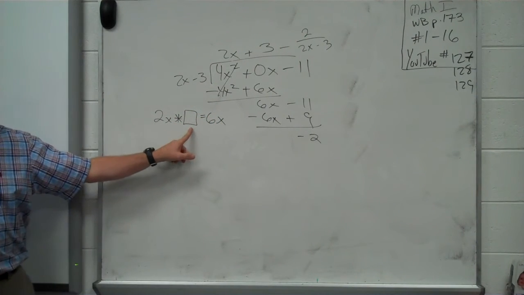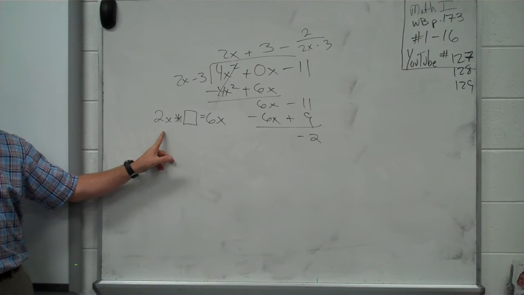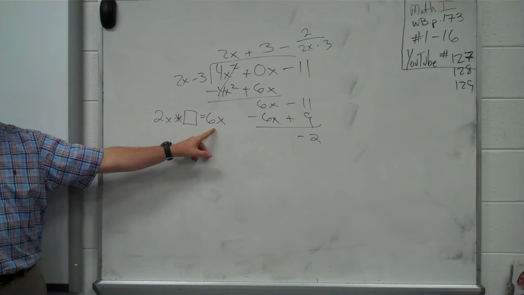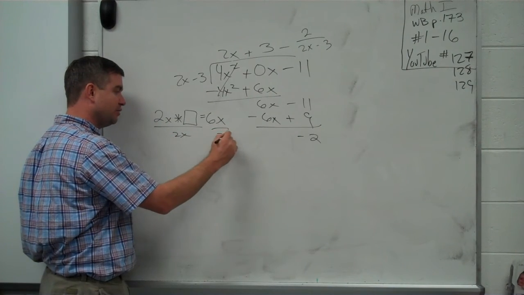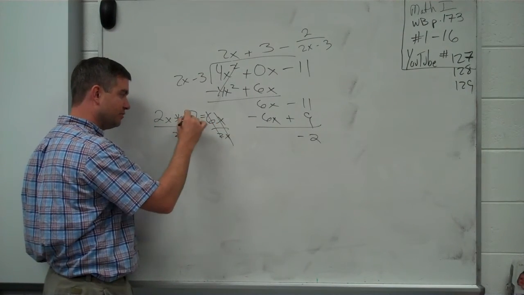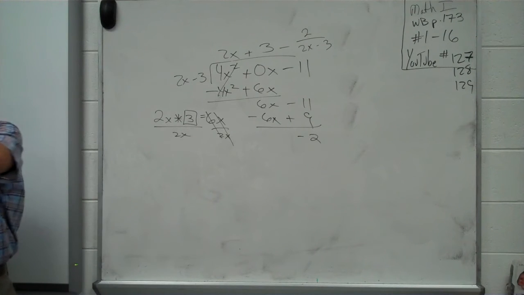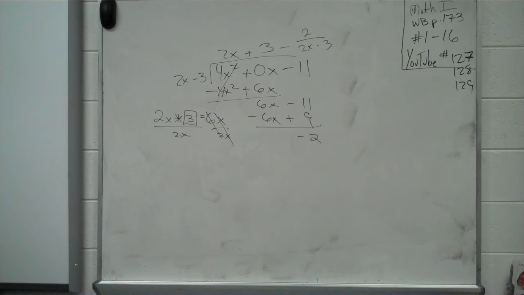What number do I multiply 2x by to give me 6x? Right? How do I get it? And what you're actually doing is dividing both sides by 2x. You cancel, and you get 3. Right? 6x divided by 2x is simply 3. You're just solving that in your head.